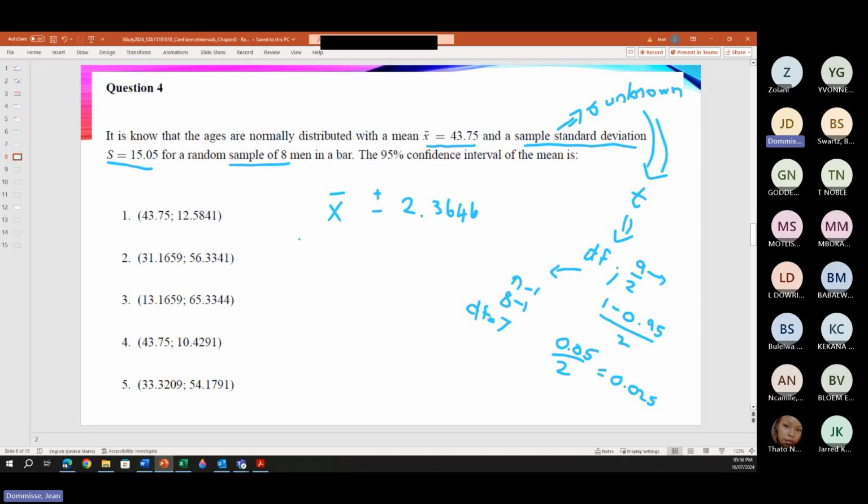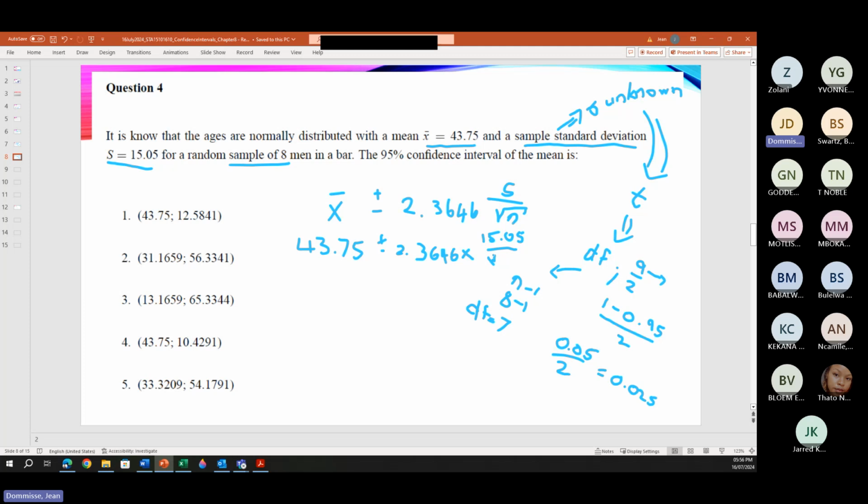So let's complete for the others as well. 43.75 plus minus 2.3646 times, and remember, standard deviation divided by the square root of n. It is for samples, so it's fine. We multiply by 15.05, and for the sample size it was 8.